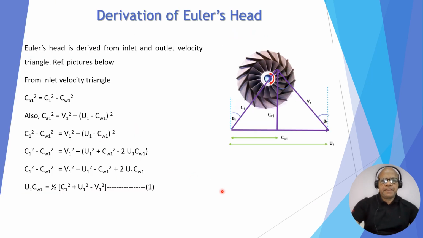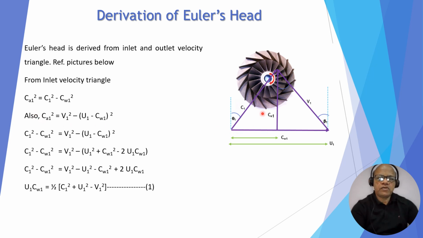This is the inlet velocity triangle shown on the right side, where C1 is the inlet mean absolute velocity, V1 is the inlet mean relative velocity, U1 is the inlet mean impeller velocity, and C1 has two components. One is the tangential component, that is CW1, and one is the axial component, that is CA1.